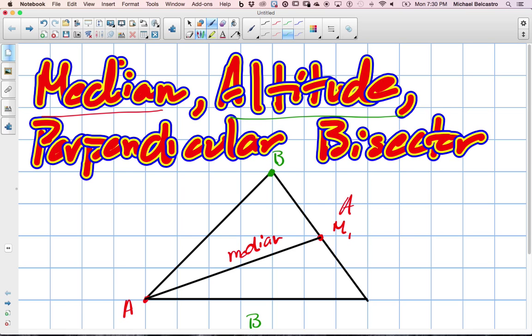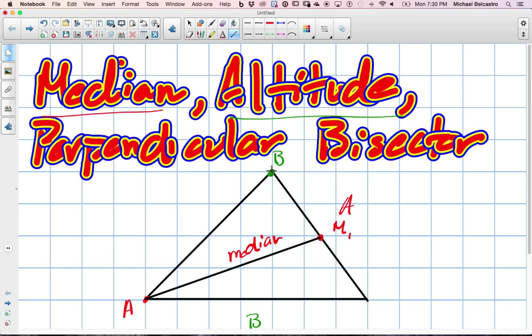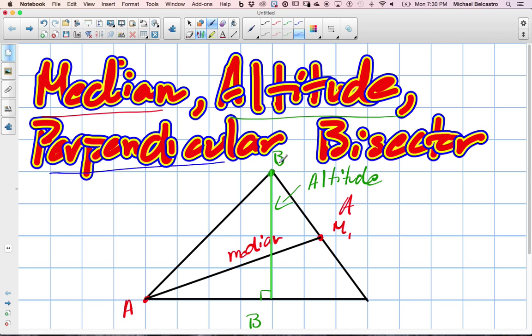And an altitude is actually a line that is perpendicular to the opposite side and connects to the vertex. It's usually seen as the height of a triangle. So let's do this one in green. And it would come straight down, and it's perpendicular to this side here. Okay, so this would be our altitude. And finally, the last one is a perpendicular bisector.